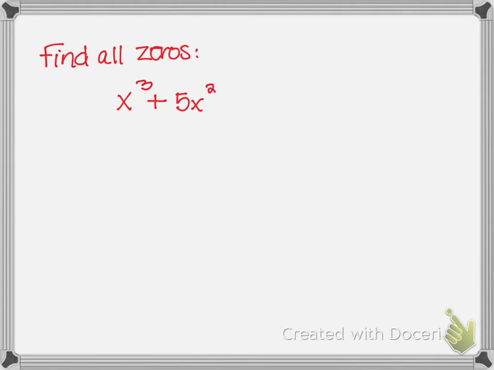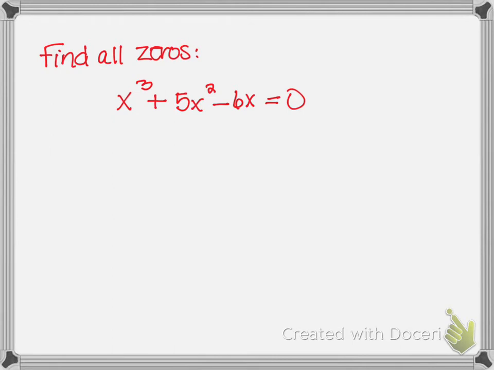Now, if you wanted to solve something, in other words, it says find all zeros of something like this. Let's say you had x cubed plus 5x squared minus 6x equals 0. Okay. Well, the first thing I notice, and what I always try to think right away, is can I factor this?